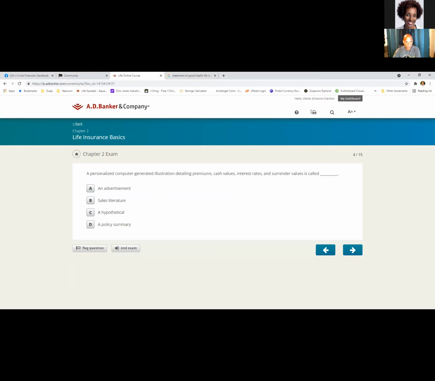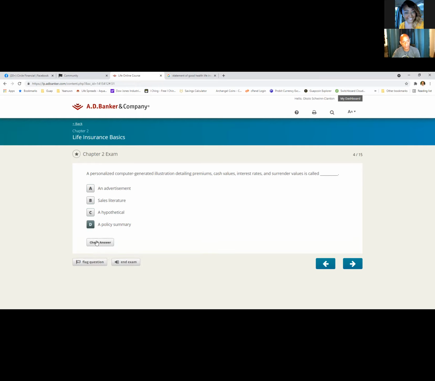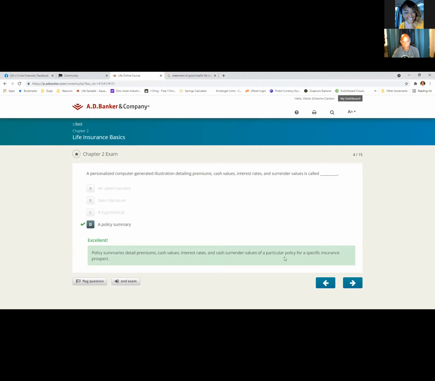A personalized computer-generated illustration detailing premiums, cash values, interest rates, and surrender values is called an advertisement, sales literature, a hypothetical, a policy summary. Any guesses? Policy summary. Yeah. That's right. A policy summary details premiums, cash values, interest rates, and cash surrender values of a particular policy for a specific insurance prospect.